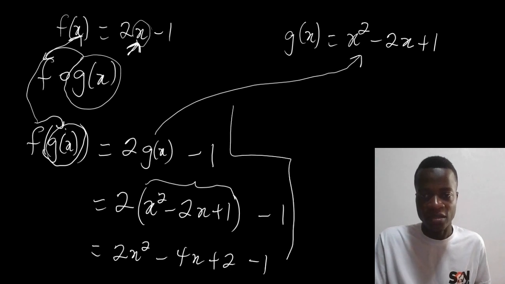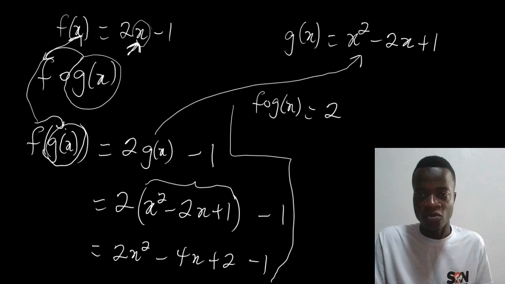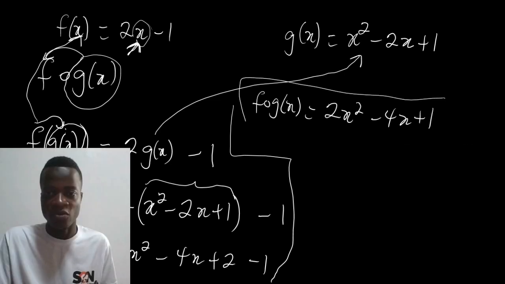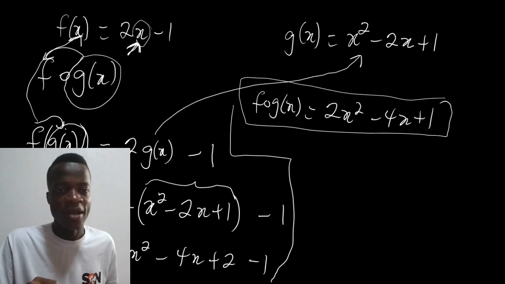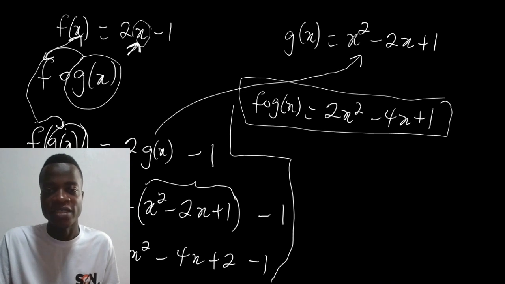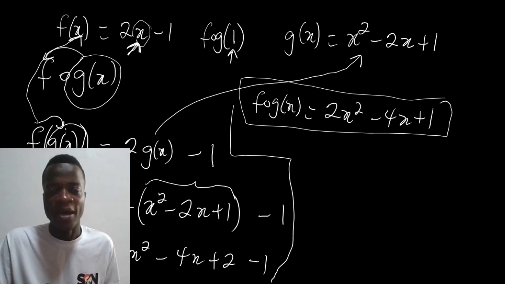Then if you simplify this, f of g of x will now be equal to 2x squared minus 4x plus 1. So this is the final answer for this particular expression. Okay, so now there's something nice about this. Sometimes they will ask you not to find f of g of x, but to find something like f of g of 1, for example. They will actually put a number there.